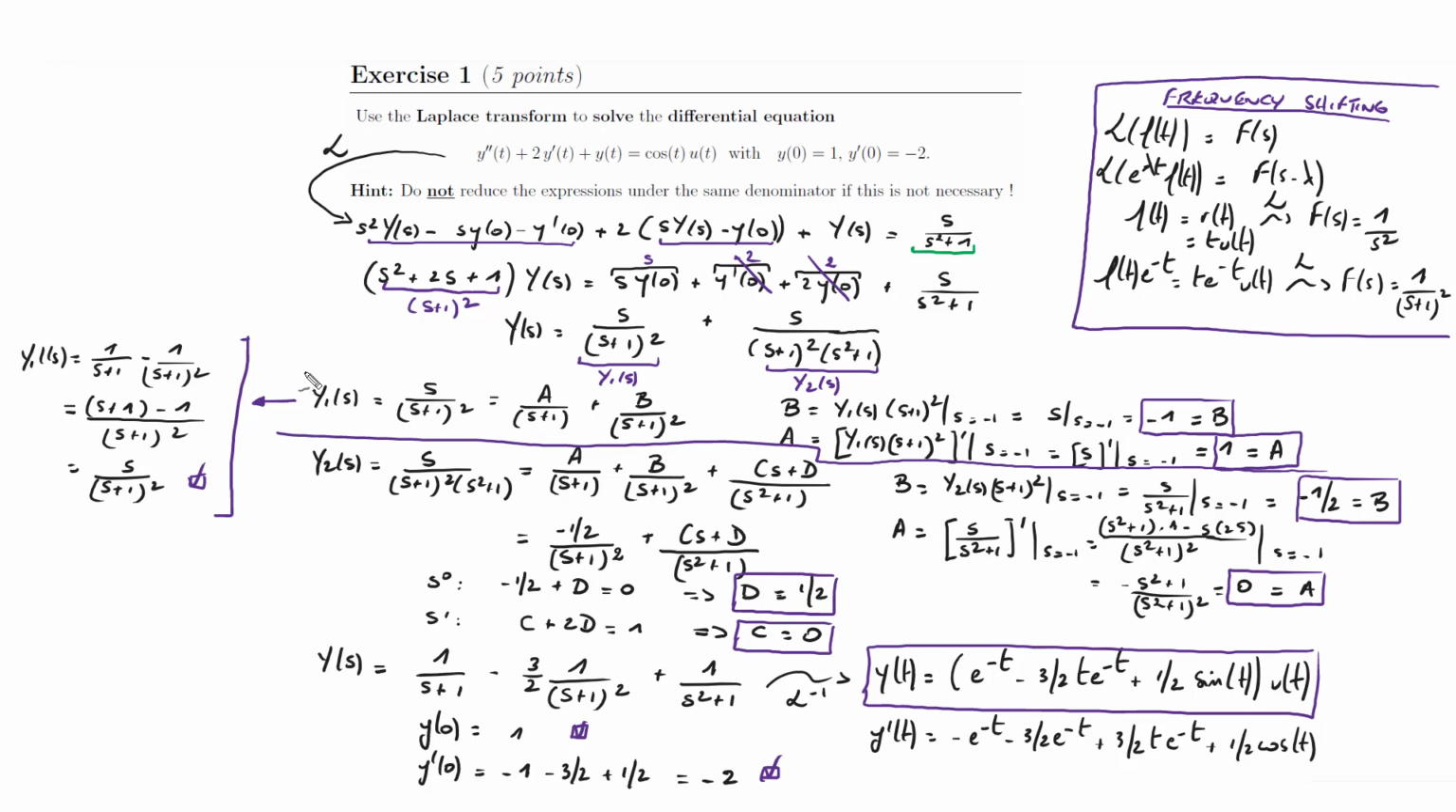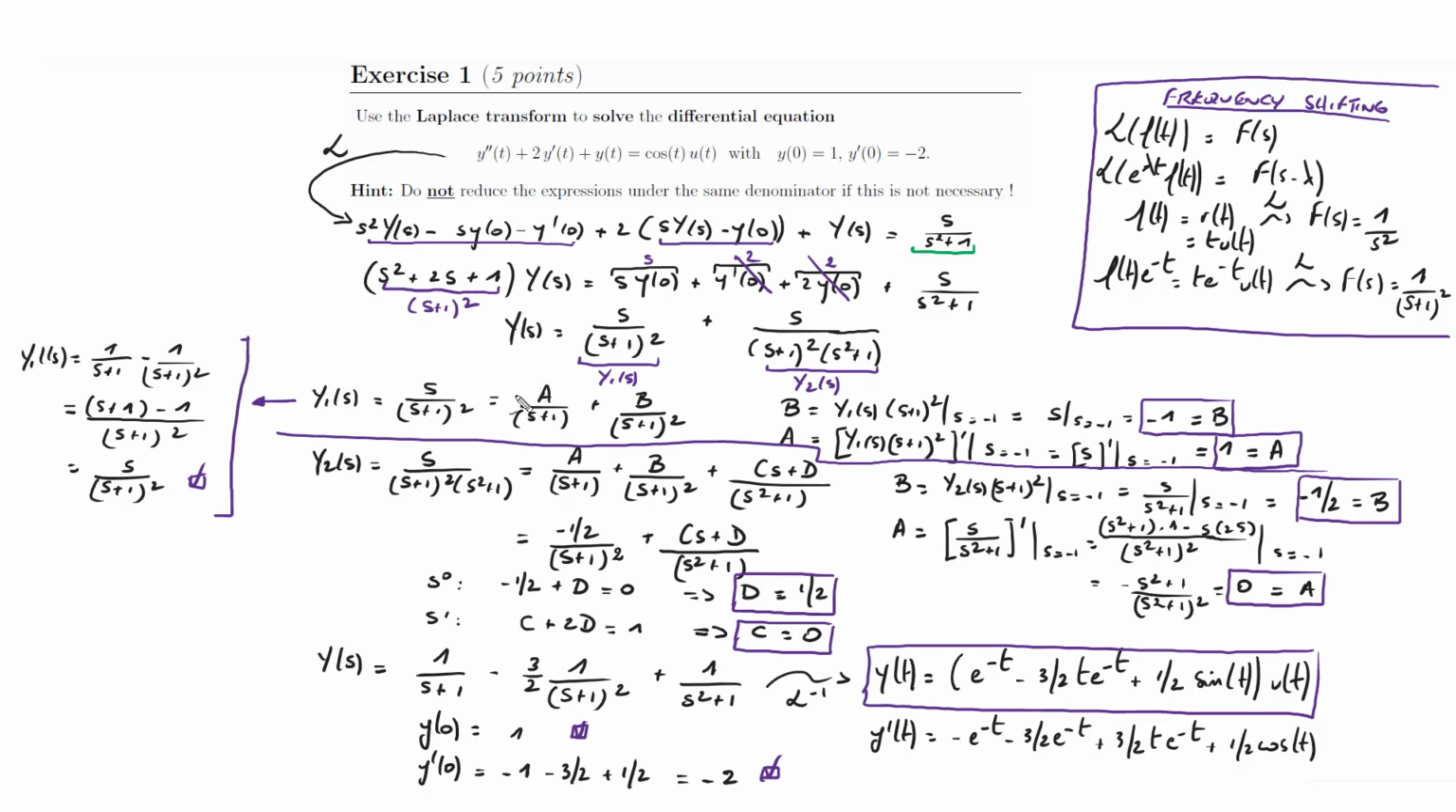We'll start with y1 of s. It's this one over here, and we have a denominator that is of second order, so we need two constants, so the partial expansion is this one over here. B is easy to obtain, so we take y1 of s, we multiply by (s plus 1) squared, and we evaluate in s equal to minus 1. So this leads to b is equal to minus 1.